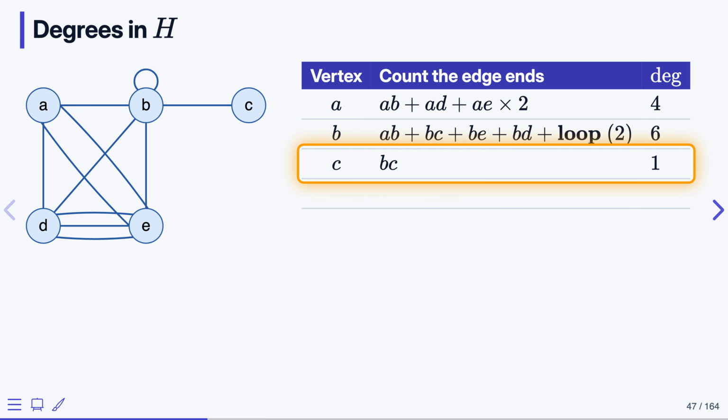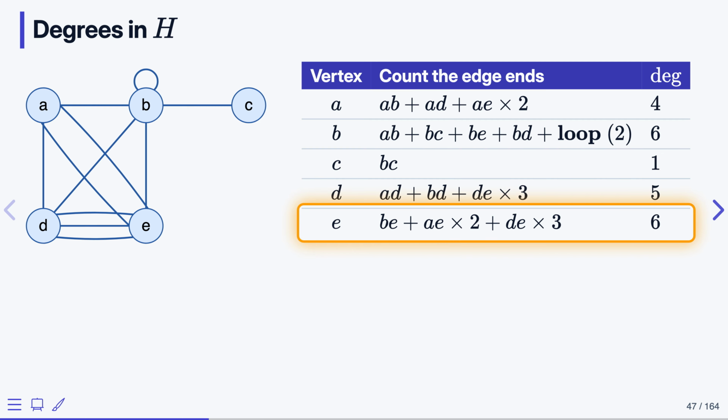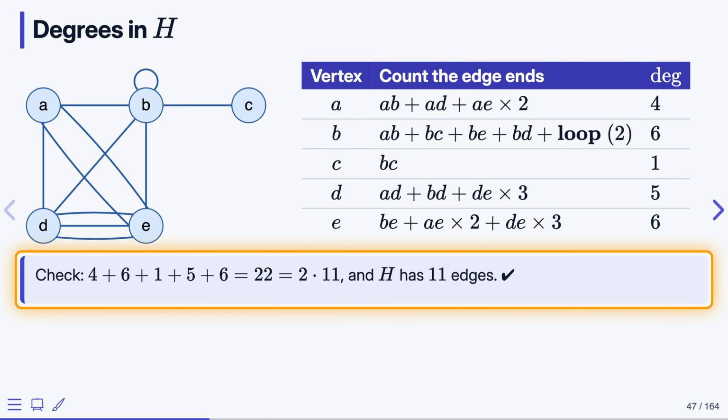Vertex C: just one edge to B, degree 1. Vertex D: 1 edge to A, 1 to B, and 3 to E. 1 plus 1 plus 3 is 5. Vertex E: 1 edge to B, 2 to A, and 3 to D. 1 plus 2 plus 3 is 6. Now the check. 4 plus 6 plus 1 plus 5 plus 6 is 22, and twice 11 edges is also 22. The count is right.